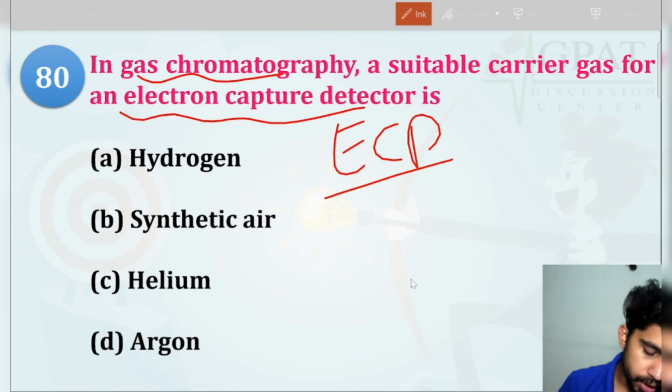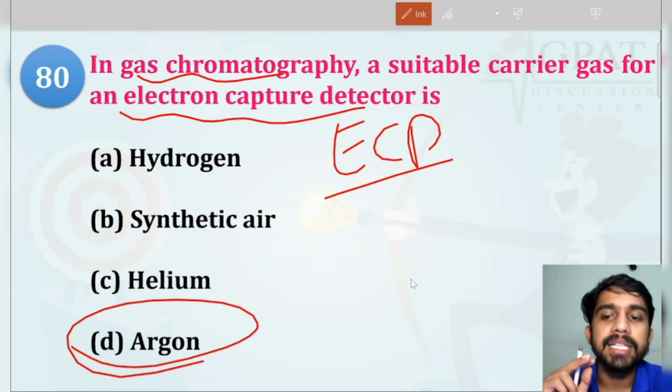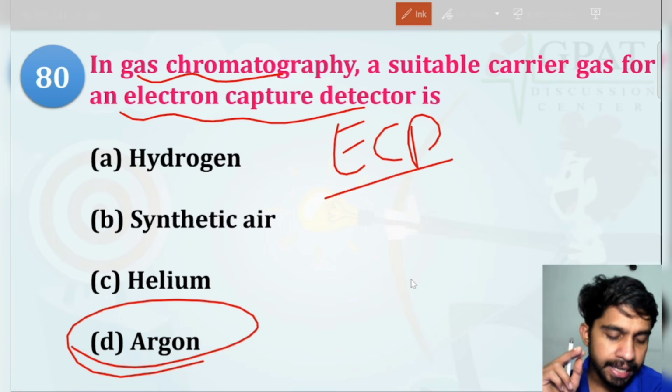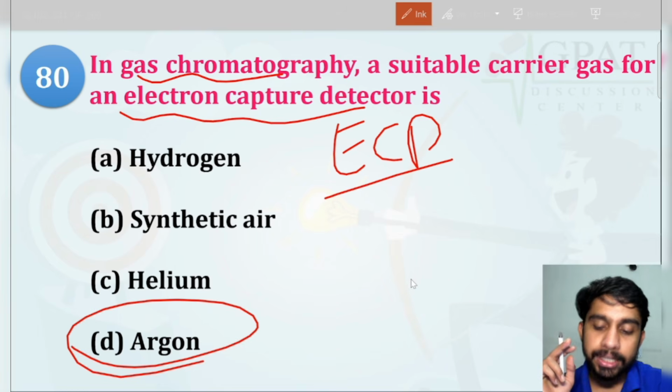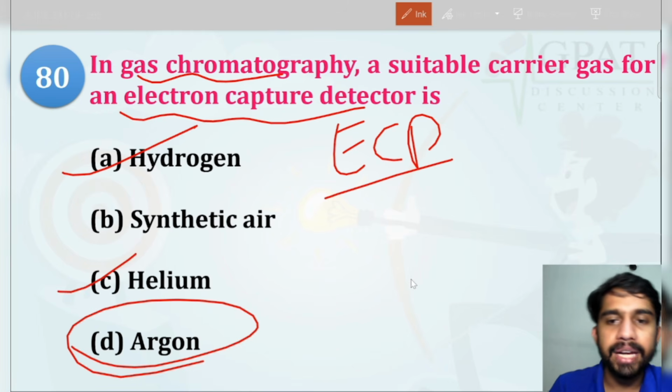The right answer for this question will be your argon gas. We use it because it is chemically inert, it is efficiently ionized by the beta radiation, and it does not interfere with the electron capture processes. What other gases can also be used in gas chromatography, not in ECD? Helium and nitrogen can be used, not hydrogen.